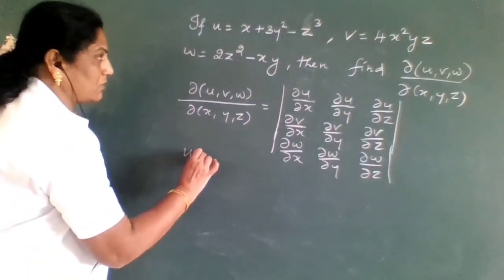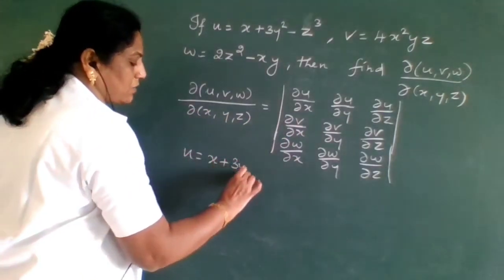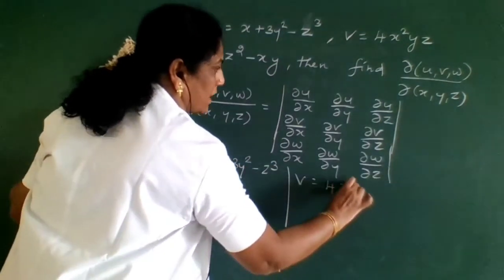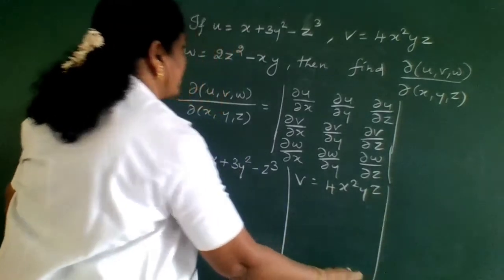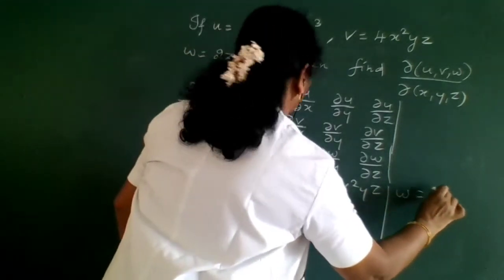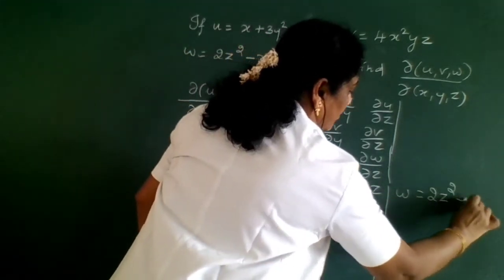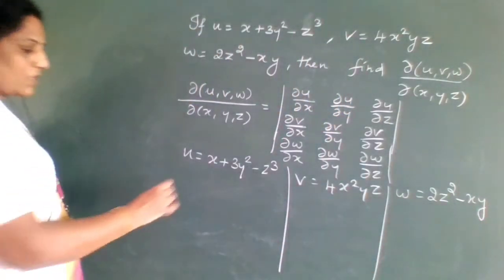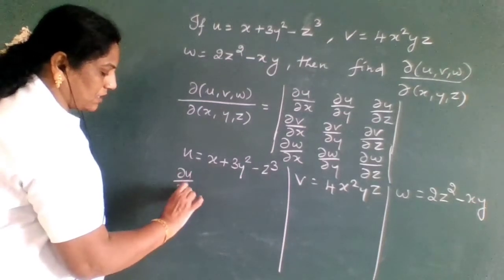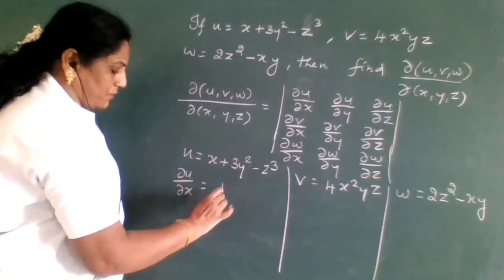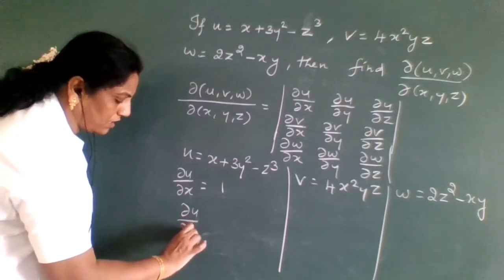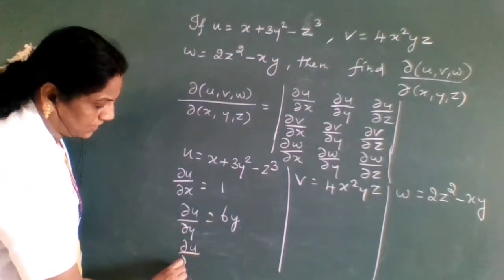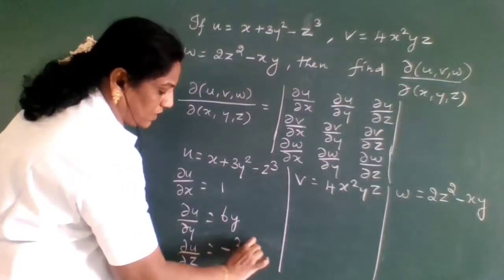Take u equal to x plus 3y squared minus z cubed, and v equal to 4x squared yz, and w equal to 2z squared minus xy. So ∂u/∂x equal to 1, and ∂u/∂y equal to 6y, ∂u/∂z equal to minus 3z squared.